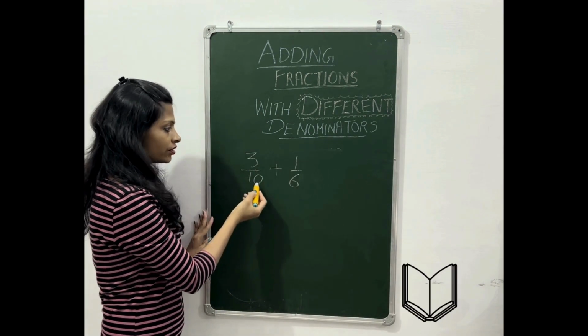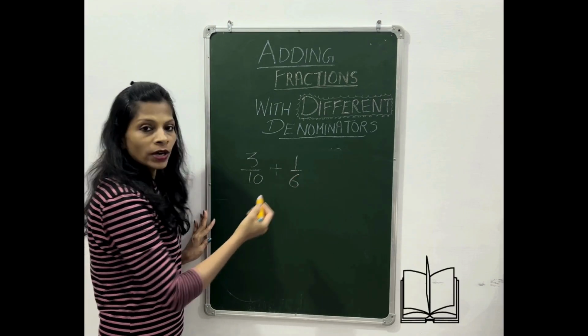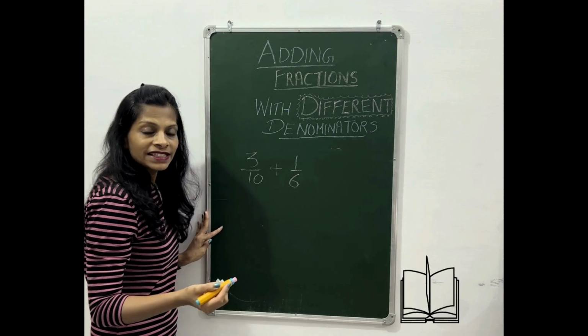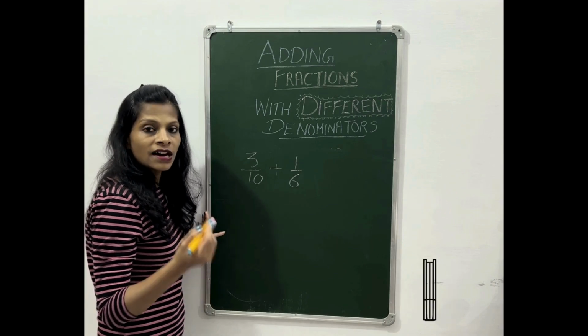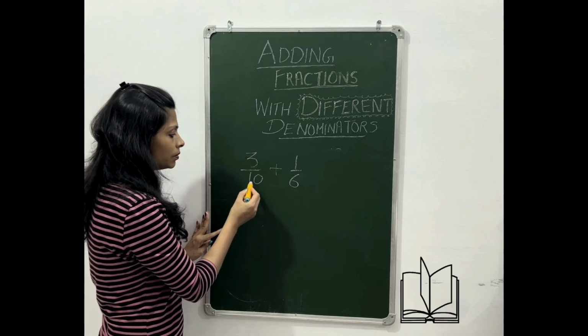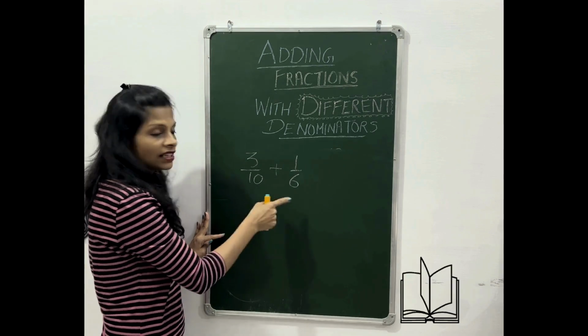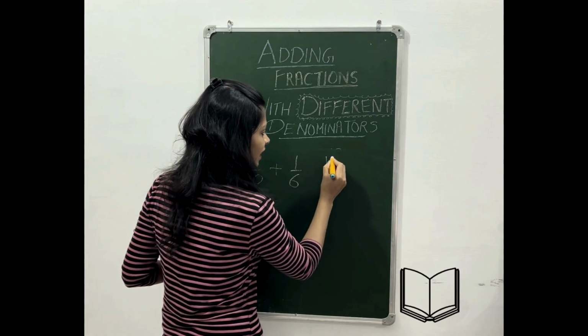Let's understand this by one more example. I have a fraction 3/10 plus 1/6. Now we will find the LCM of 10 and 6. What is LCM? Least common multiple. A number that comes in both the 10 and 6 times table, or a number that is a multiple of 10 and 6. So how do I find the LCM?